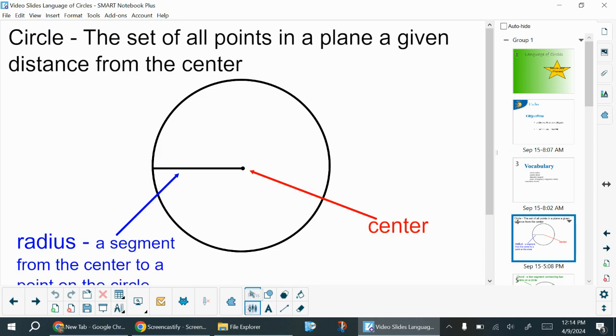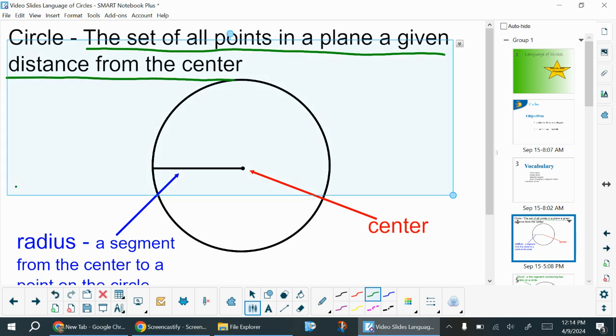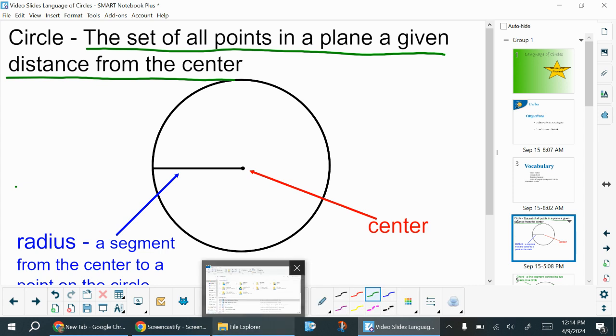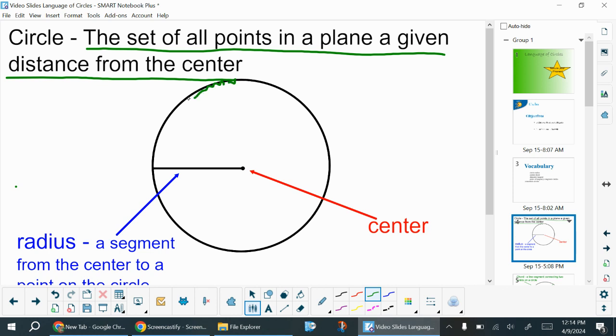So the first and maybe the most important thing today is this definition at the top, which is that a circle is just a set of all points in a plane a given distance from the center. The reason that's important is because we need to talk about what part of this drawing actually is the circle. So the circle is just this black outside part that I'm tracing right now. The white part inside, that is not the circle. We talk about that as the inside of the circle or the interior of the circle. But the circle itself is that black ring around the outside. None of the other parts of this thing are the circle themselves.